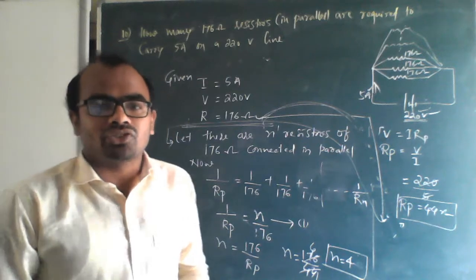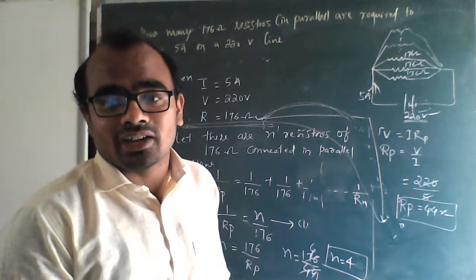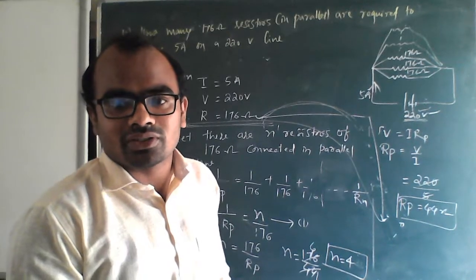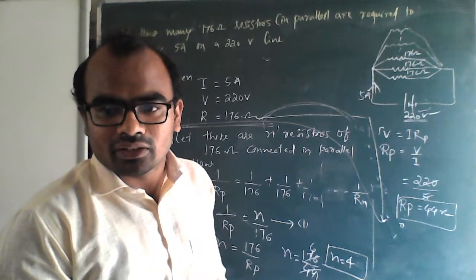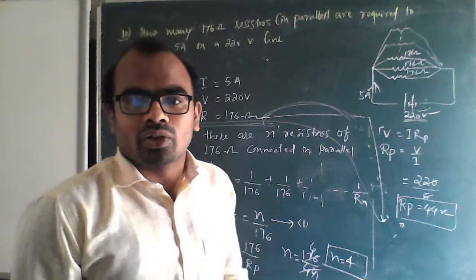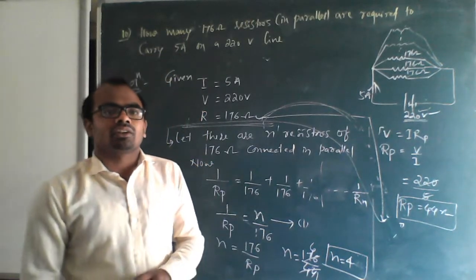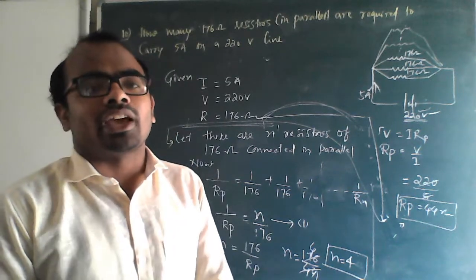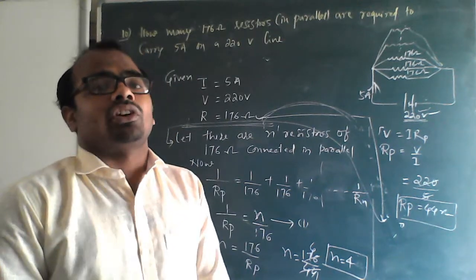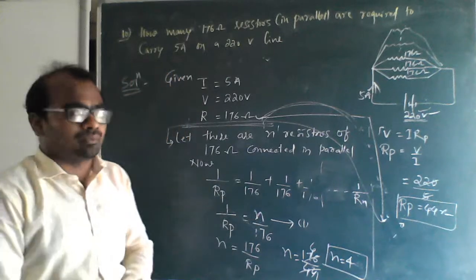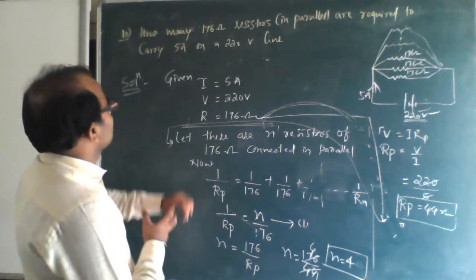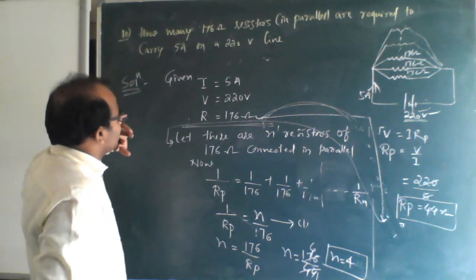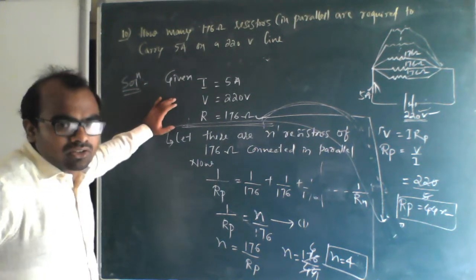So this is a very easy question, you just have to understand it perfectly. What is given and what is not given, you have to understand it perfectly. Okay, so what is given here? How many 176 ohm resistors in parallel are required to carry 5 ampere on a 220 volt line? They have given us current, they have given us voltage, they have given us resistance.